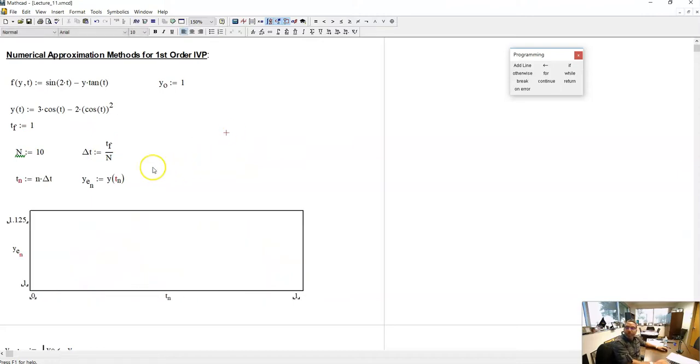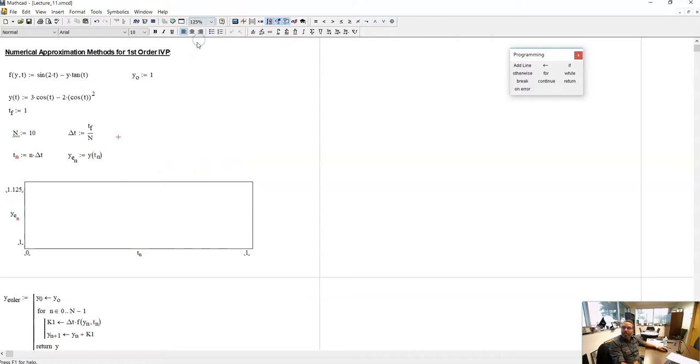Then I'm going to declare a variable n. I don't know what's happening here. Maybe it's the Zoom that I'm using. Let me see. I guess so. So I'm going to say n is equal to a range variable. I'm going to define n as a range variable that goes from 0, 1, all the way to n.